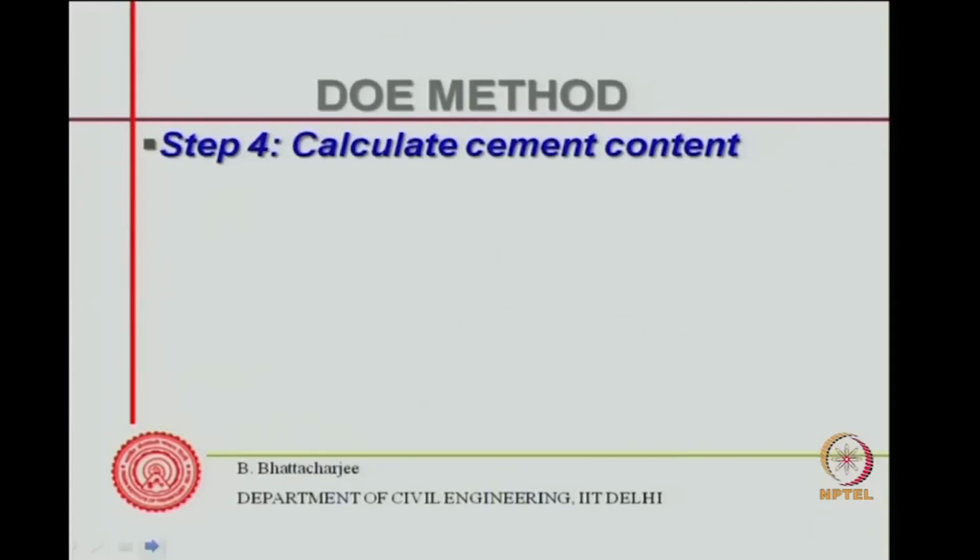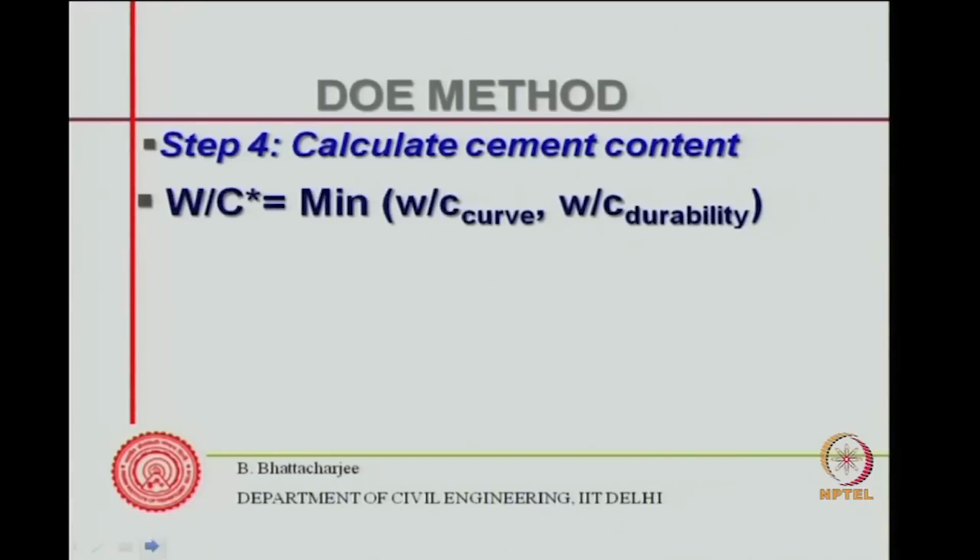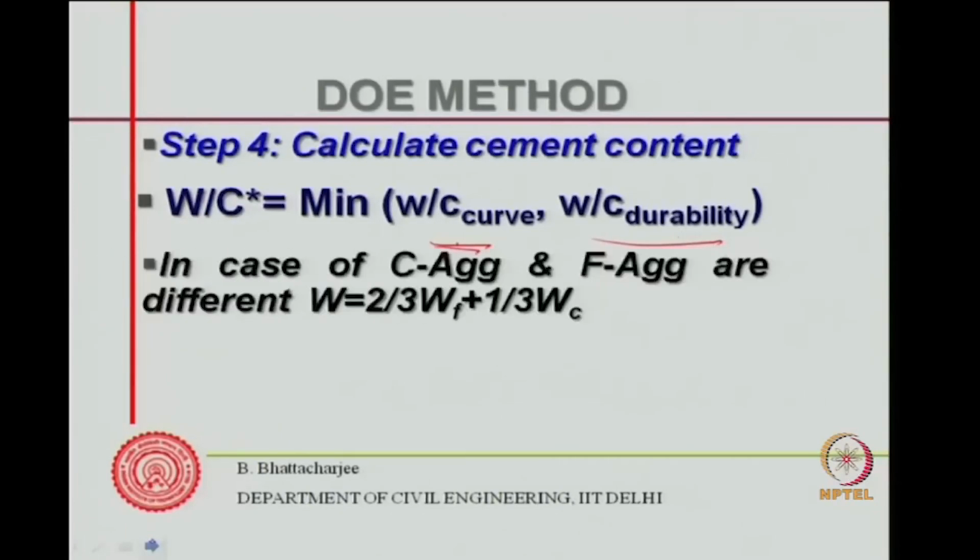Then calculate the cement content. Now cement content will be based on the minimum of the water cement ratio from the curve and the water cement ratio from durability. So again, if this was 0.45 and this is 0.5, I will choose 0.45 only.